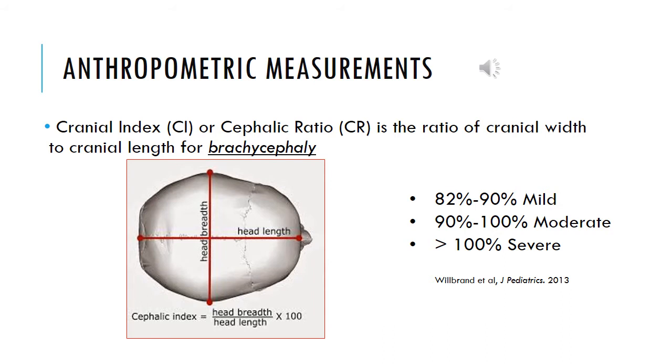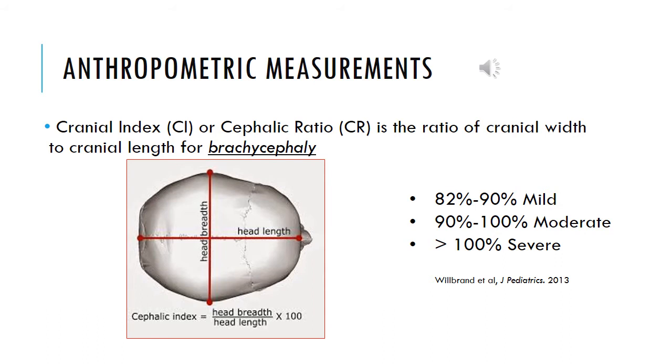There's also a formula to calculate level of involvement and severity for children with brachycephaly called the cranial index, also referred to as the cephalic ratio. Again, you're not going to be responsible for actually calculating this information, but it's good to have an idea relative to the different levels of severity and what recommendations you might make based off of this data. So the cephalic index is basically the width of the head divided by the length times 100.